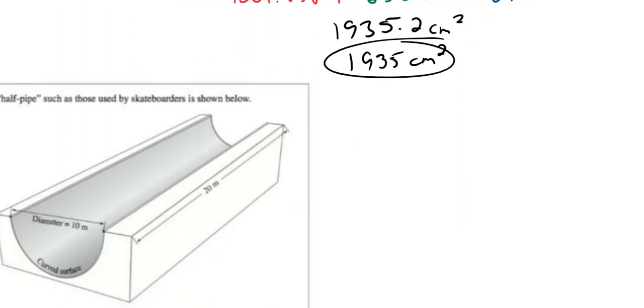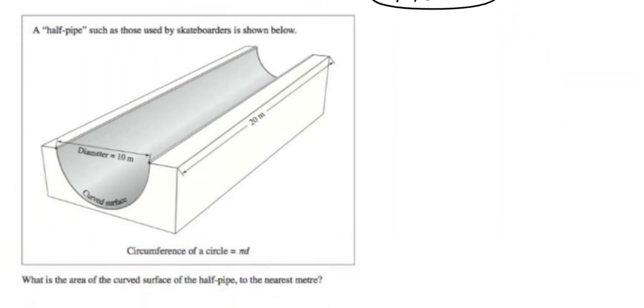All right. Next one. It says a half pipe, such as those used by skateboarders, is shown below.